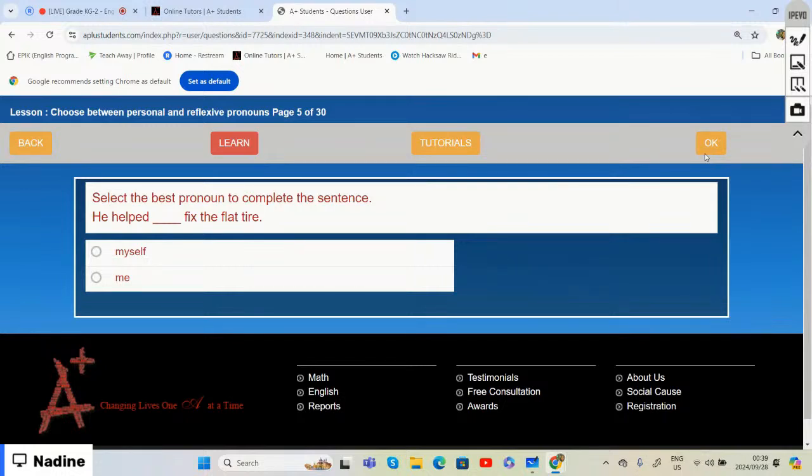So now the next one says, he helped. Do we say he helped myself fix the flat tire? Or do we say he helped me fix the flat tire? Which one is correct? He helped myself fix a flat tire, that's option one, or he helped me fix a flat tire, option two. So we need to choose the correct option.